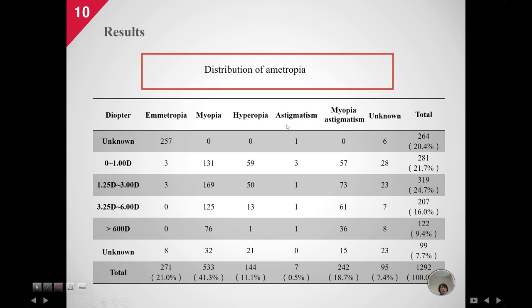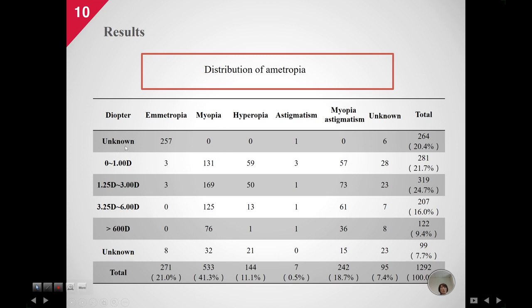Ametropia is a group of refractive errors: myopia, hyperopia, and astigmatism. When you have a refractive error, it is classified as one of these. As you know, ametropia is classified as myopia, hyperopia, and astigmatism. You can see who has correct or non-correct images in refractive errors.